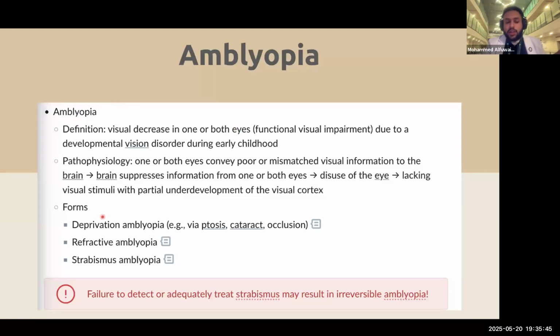The causes are: deprivation amblyopia, such as if the patient has congenital ptosis, cataract, occlusion, retinoblastoma; refractive amblyopia, such as hyperopia; and strabismic amblyopia, such as all the ones that we just described. In this case, you need to treat them very early on. I don't want you to go into the management in detail, but just remember, firstly, if there's an identifiable cause, you treat the cause. Then number two, if it's refractive amblyopia, what do you suggest to give to the patient?